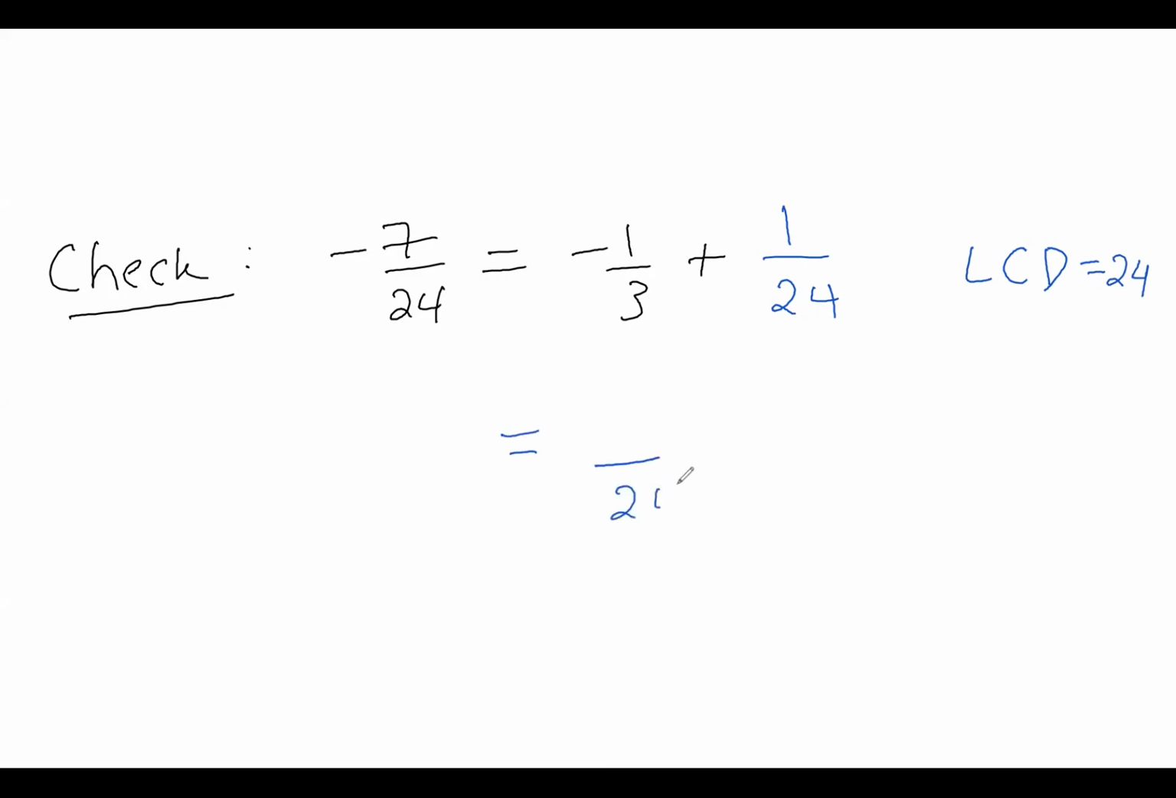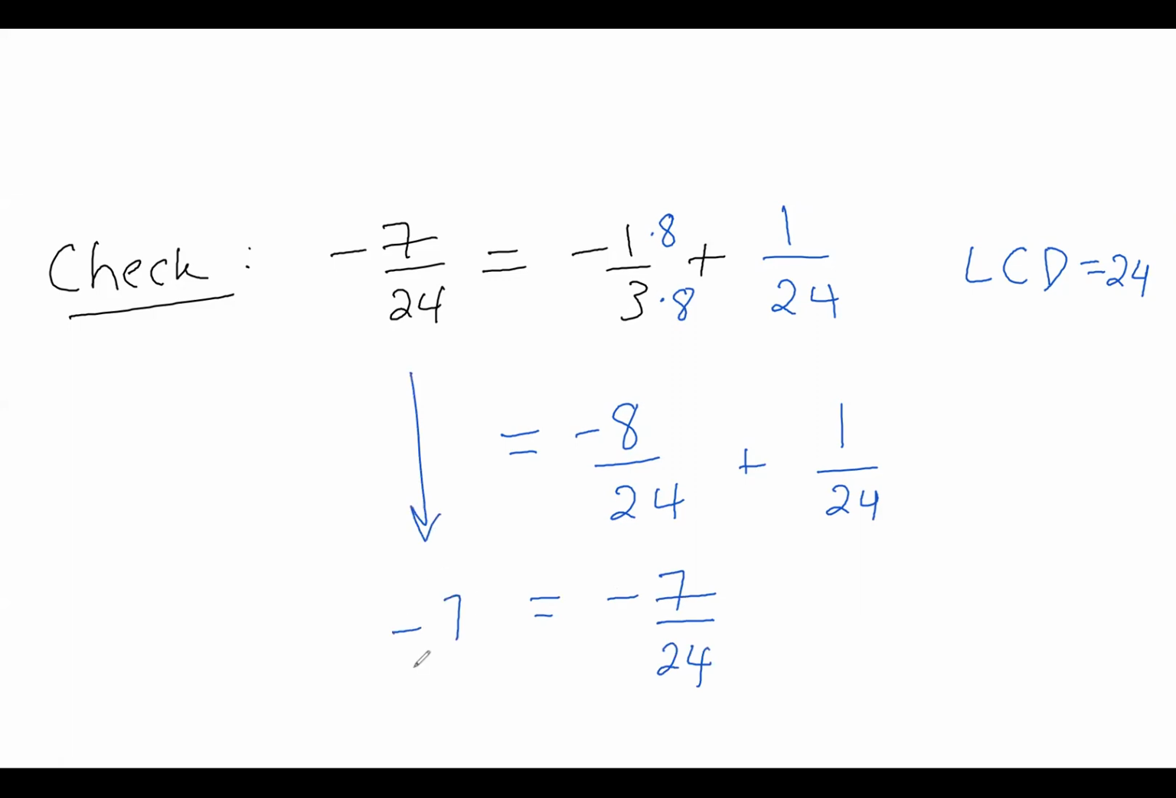So I'm going to rewrite my fractions to have that common denominator. The negative 1/3, if I multiply by 8 over 8, turns into negative 8/24ths. So what I have right now on the right side of my equal sign is negative 8/24ths plus 1/24th. And that adds up to negative 7/24ths, which is what I had on the left side. So it checks. Okay, so negative 7/24ths equals negative 7/24ths.